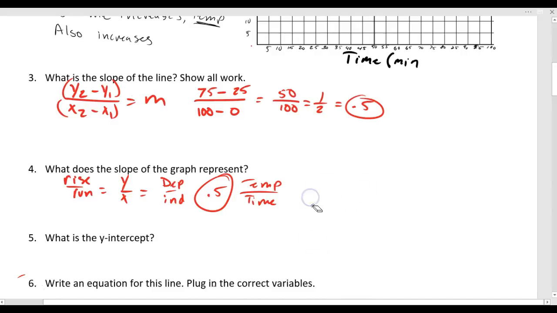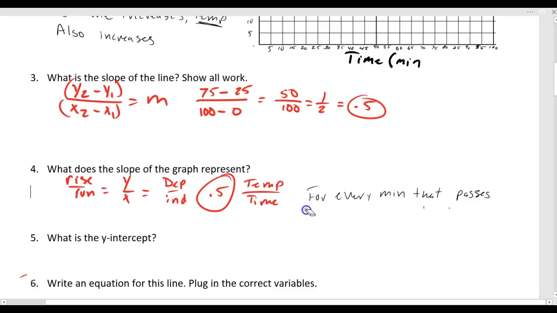So let's go ahead and write that out in a complete sentence. Again, for every one independent variable, 0.5 dependent variable is going to increase, because 0.5 was our slope. So in this case, we have this: for every minute that passes, the temperature will increase by 0.5 degrees Celsius. Okay, so that's what this slope represents.